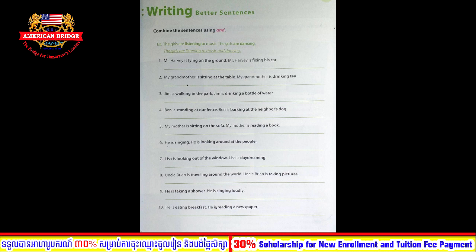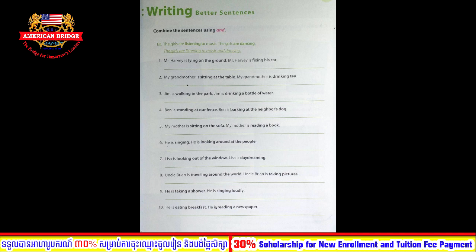All right. Number one, Mr. Harvey is lying on the ground. Mr. Harvey is fixing his car. What would be the answer? If you can't remember, please look back on the board how we combine the two sentences together. If not, you can also look at the example above, okay? Good, so Mr. Harvey is lying on the ground and fixing his car.